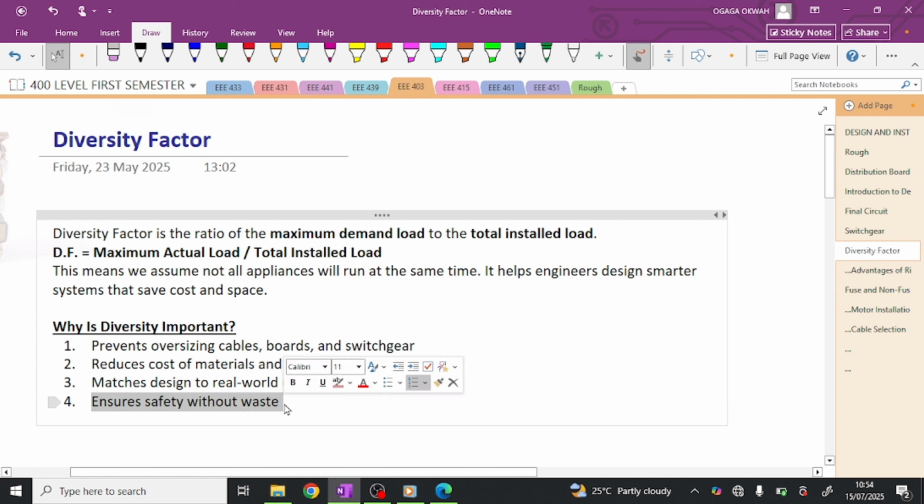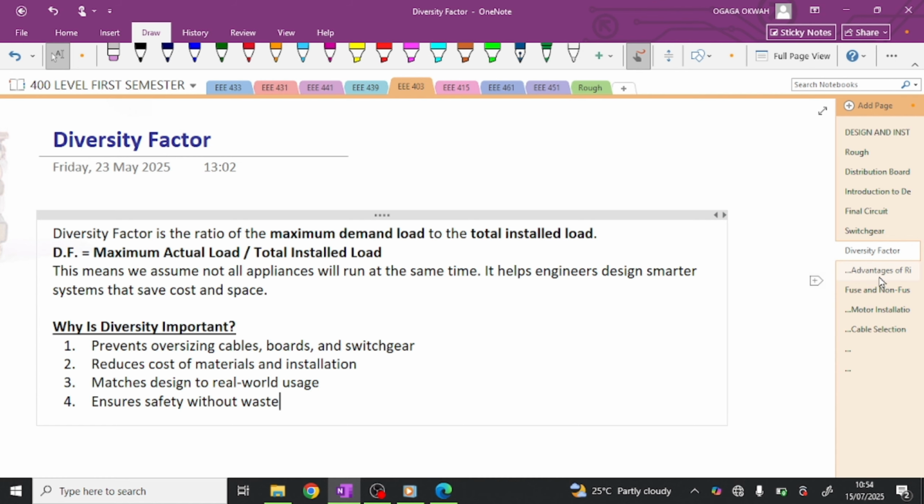Safety without waste. Since we know how much power we are going to consume, considering that, we can manage the cable size and some other switch gear and other things in a way that we still maintain safety and we still save cost. That means we don't waste money, because money is important, guys. All right.